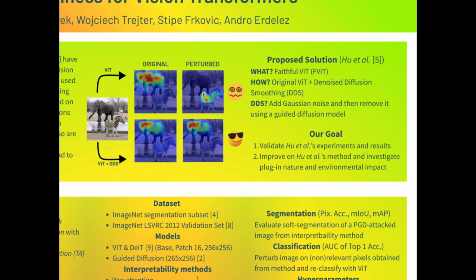They take a standard vision transformer and apply a method called Denoised Diffusion Smoothing, or DDS. And what exactly is DDS? It's a two-step process. First add Gaussian noise to the input image, then use a guided diffusion model to remove that noise. The cleaned up samples are then passed into the vision transformer, which makes the model both more robust and more faithful in the explanations.